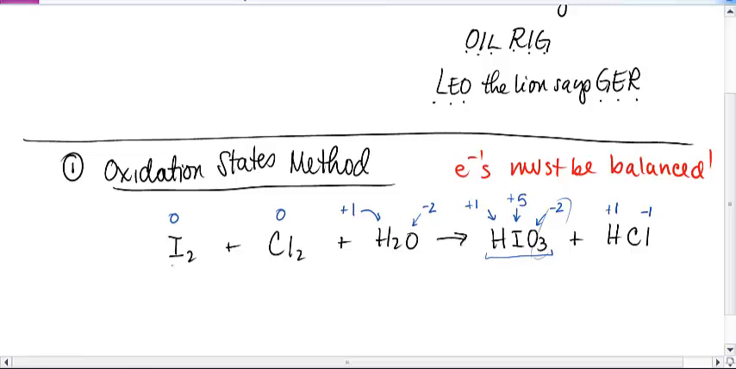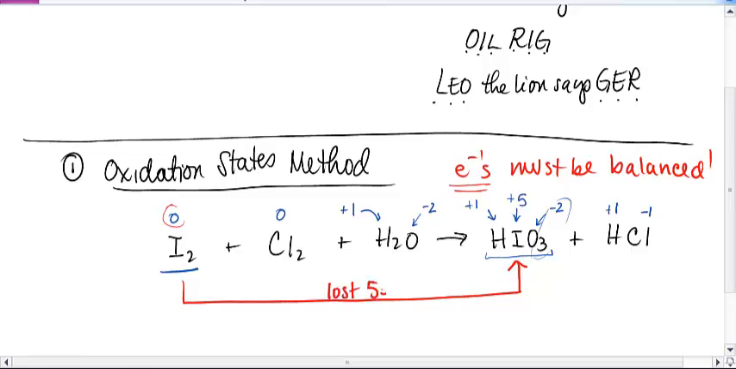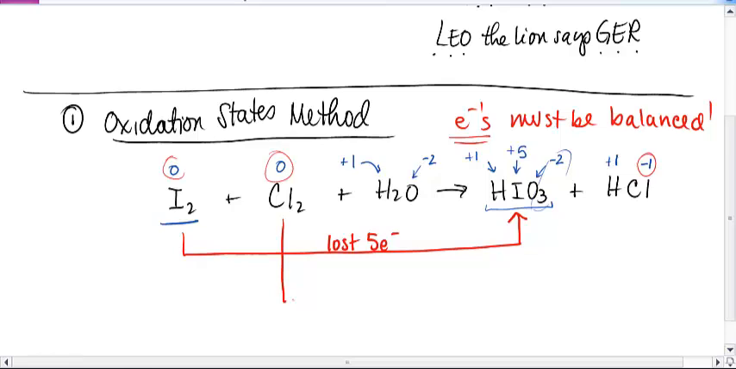The second step is to figure out who's losing and who's gaining electrons. I notice here that iodine starts at 0 but becomes +5 on the other side of the arrow. Well, in order to get a positive number, it must have lost some negative electrons, and in fact it must have lost 5 electrons. Now I'm going to look at who else does something. Chlorine starts at 0 and ends at -1. So chlorine goes from 0 to -1. It must have gained a negative electron. That's how it got that -1 charge.